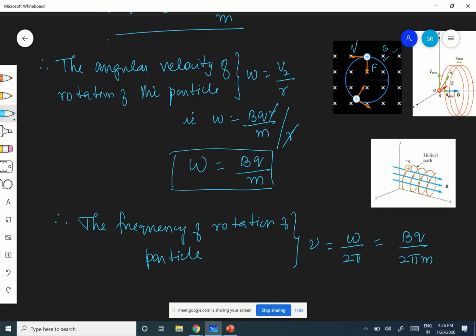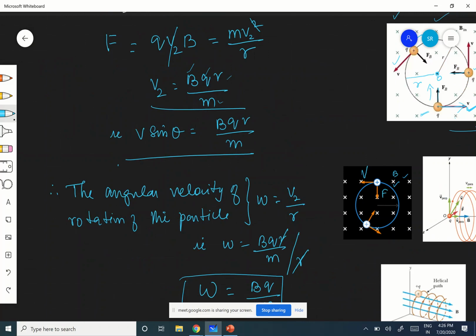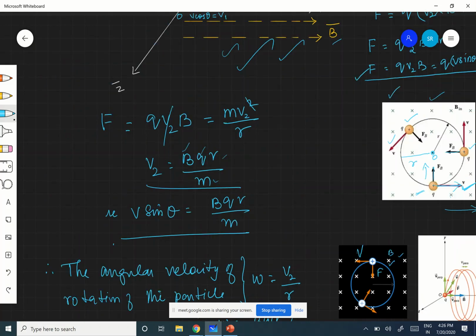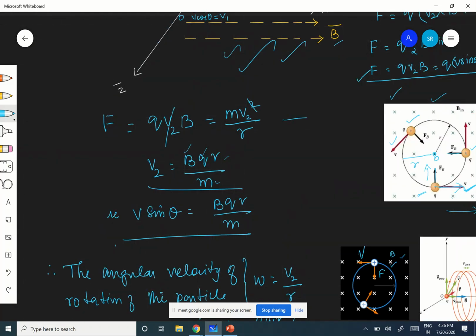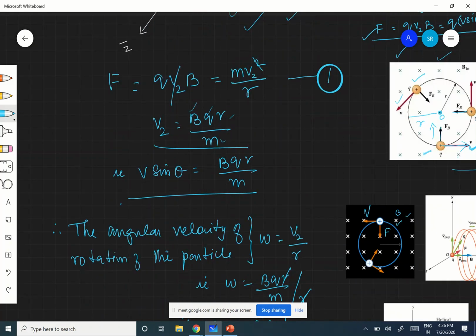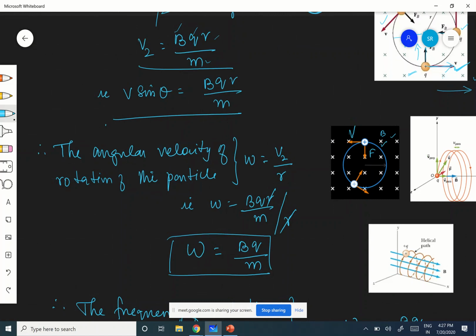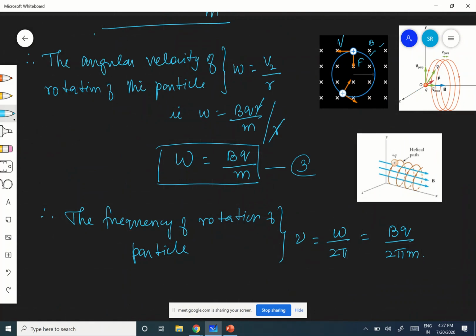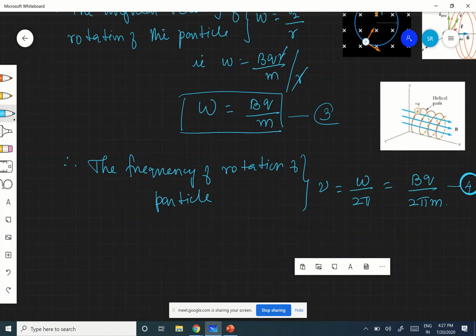Is it clear? Therefore, very important, qvB is equal to mv squared by r. It gives the necessary centripetal force. Orally, I have told everything. Hope you are taking the notes. Okay, and therefore, what is the velocity? Velocity is equal to BqR by m. Let it be equation number 2. And omega, equation number 3. And now I am going for the frequency. That is equation number 4. Okay, fine. I have an idea about frequency.